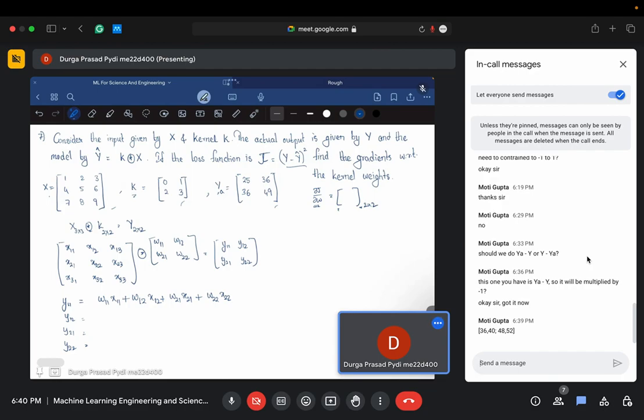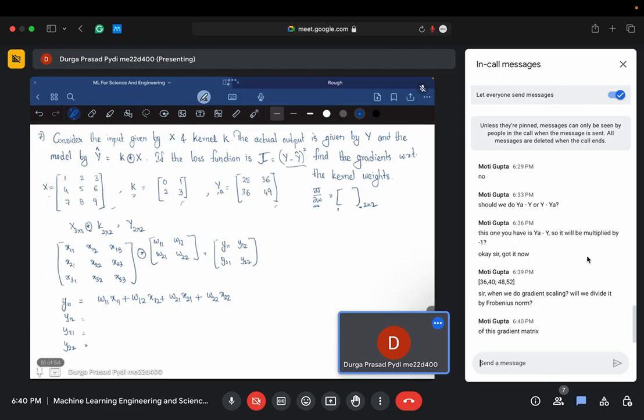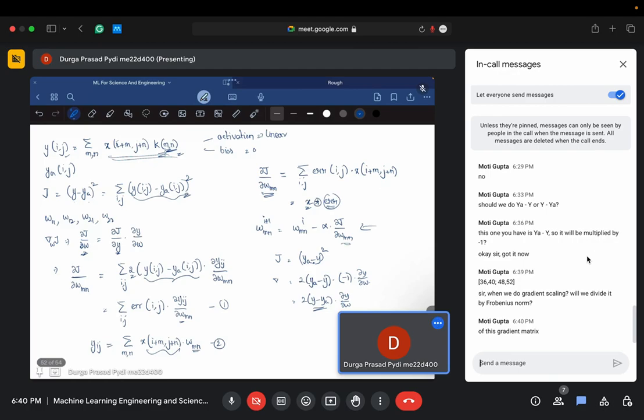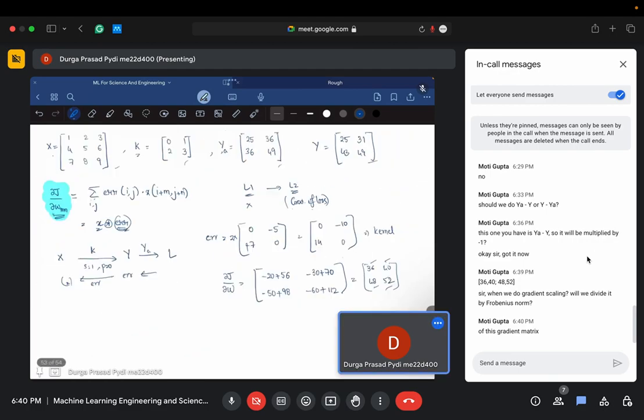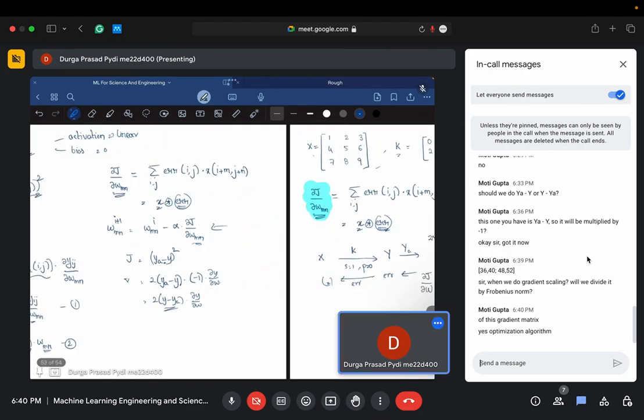Now let me ask you one question. Say instead of convolution, if my original operation is transpose convolution, sir, when we do gradient scaling, will be divided by 14 years now. Okay. In what context you are asking? Were you asking with respect to the optimization algorithm or somewhere else of this gradient matrix? I haven't done any scaling here. Okay, in the optimization algorithm.